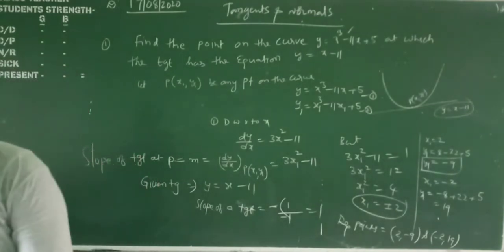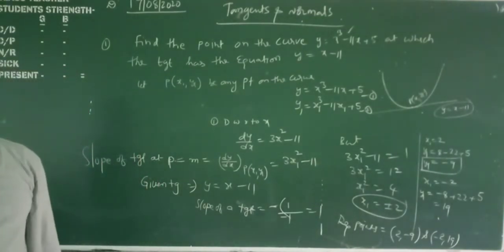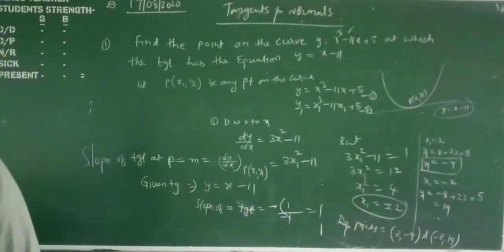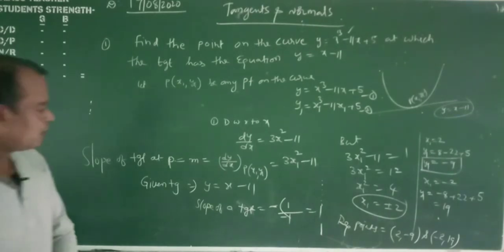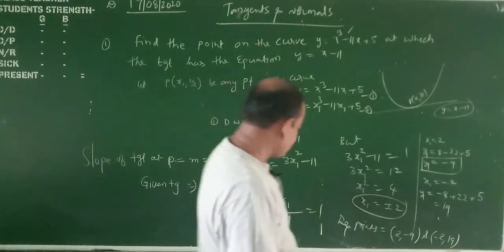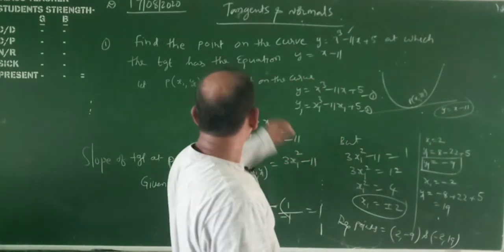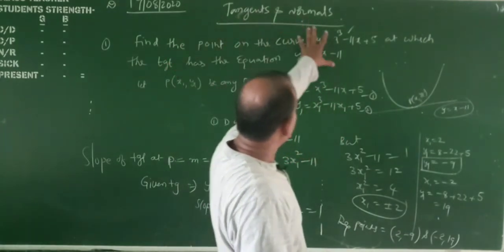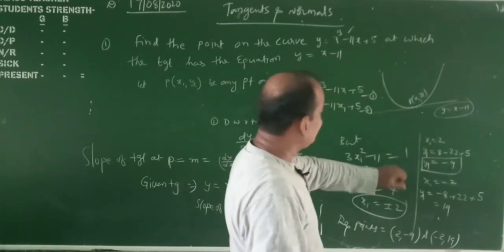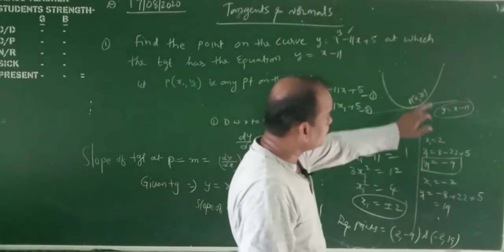Okay, my dear students, of these two points, 2 comma minus 9 and minus 2 comma 19, are these two right or wrong? What I am saying is that the point P(x1, y1) must and should lie on the curve. 100% these two points lie on the curve. That point must also lie on the tangent.